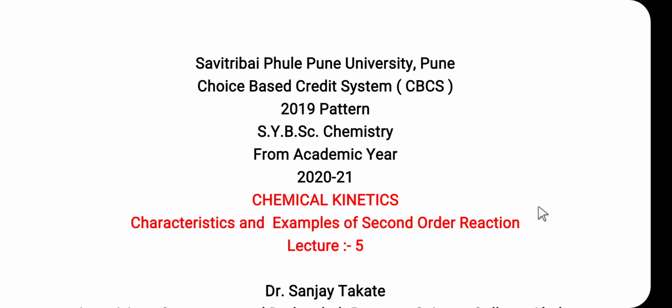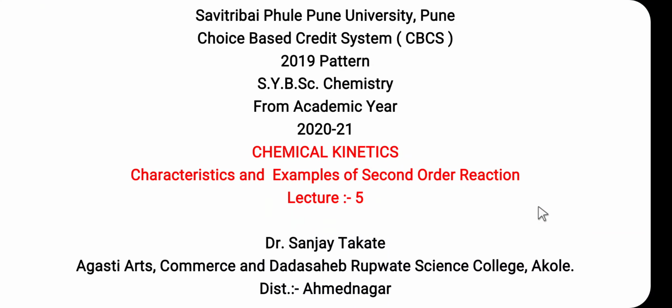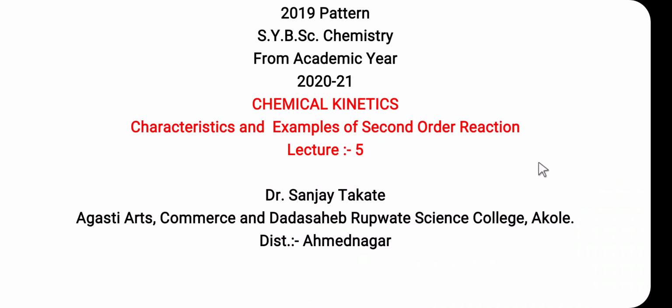Hi everyone. Today we are going to discuss the characteristics and examples of second order reaction. In the last lecture, we had derived the expression for velocity constant for the second order reaction. And when we consider the second order reaction, there are two cases. The case number one is equal initial concentration of reactants, and case number two is unequal initial concentration of reactants.